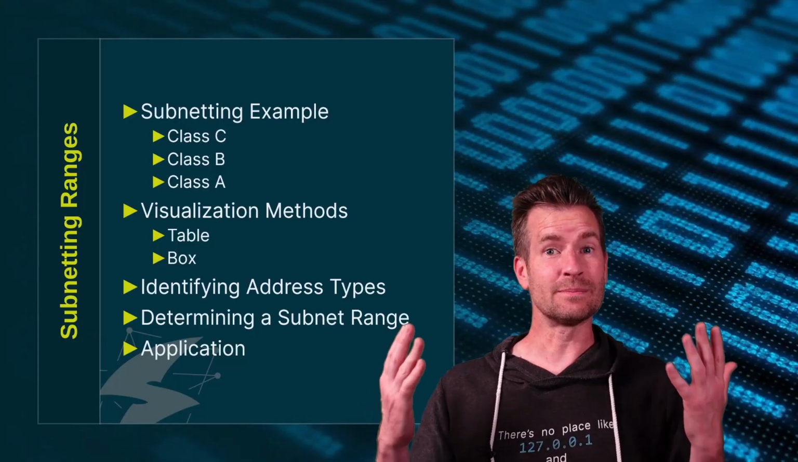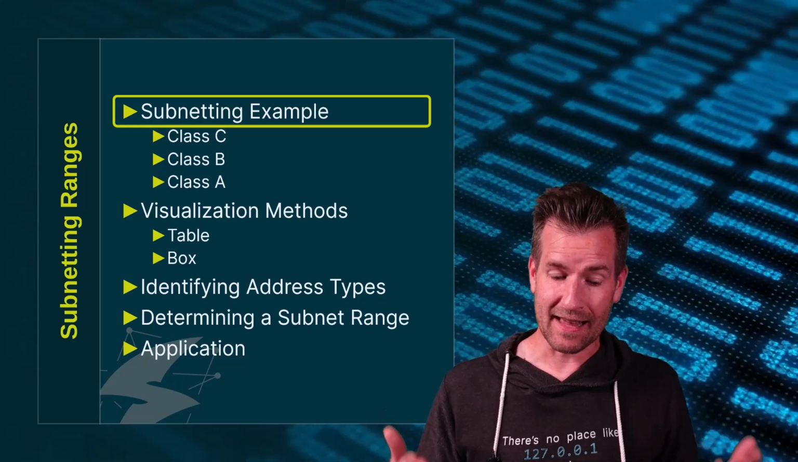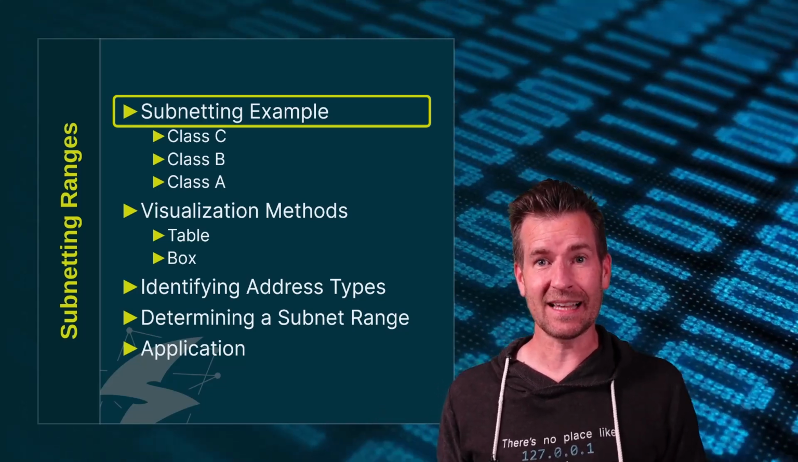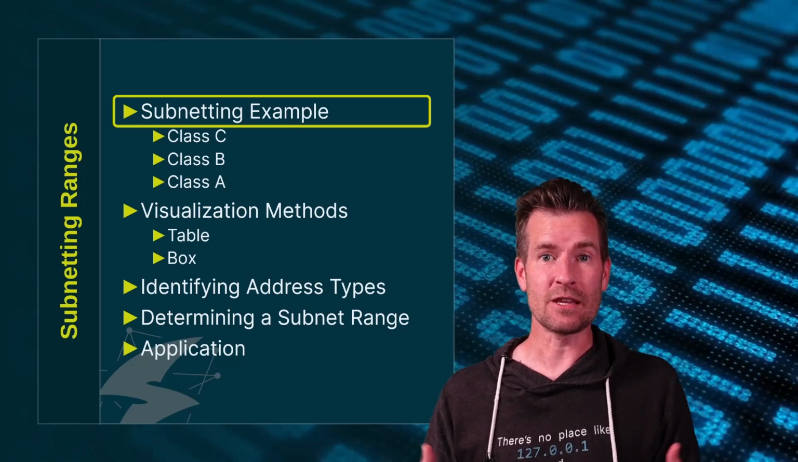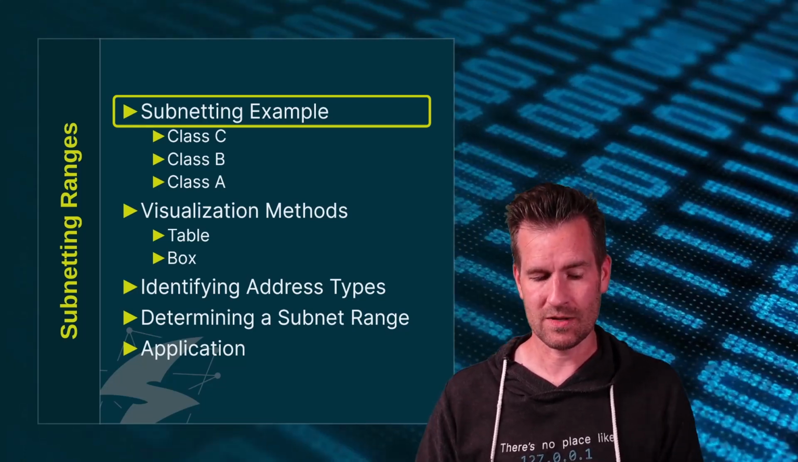We're going to start with some subnetting examples. We're going to give a Class C, a Class B, and a Class A example, where we're going to figure out what all the networks are within each one of those examples.